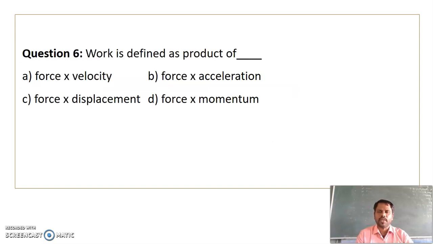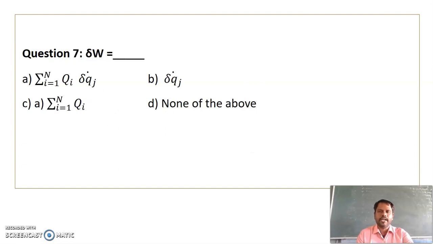Question number 6. Work done is defined as the product of, you know that it is defined as force into displacement. So the option is C. Question number 7. Delta W is equal to, you know that it is a summation of i is equal to 1 to n Qj delta qj.